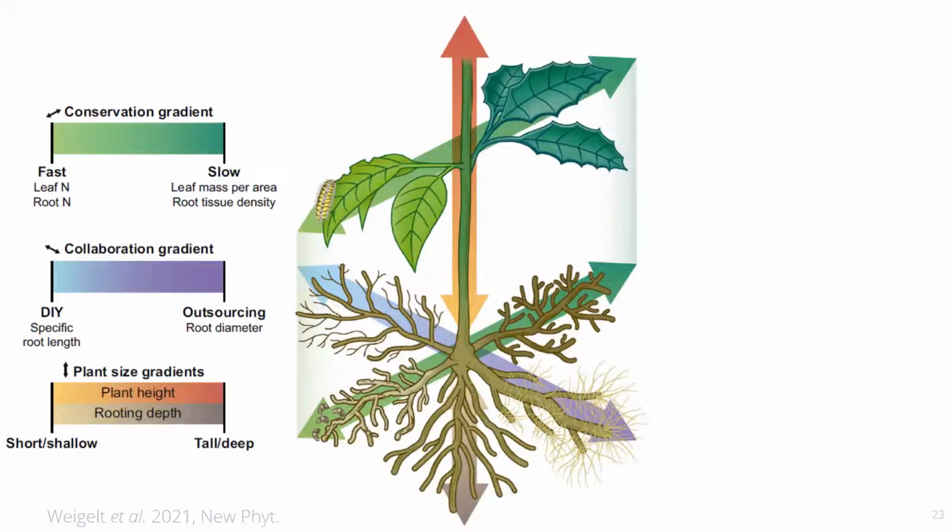So when we actually did this test, we found that our expectations were correct, that still the conservation axis of roots was indeed significantly, basically fell out in trait space right with those leaf traits. So root nitrogen, leaf nitrogen, root tissue density, leaf tissue density fell out very nicely. And in contrast, this collaboration axis still partitions completely separate from all the leaf and whole plant traits.